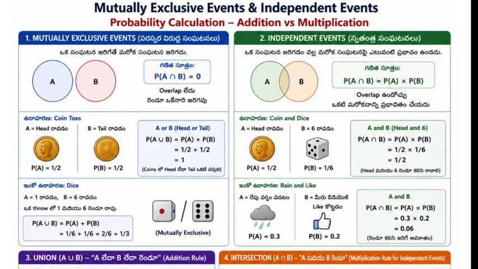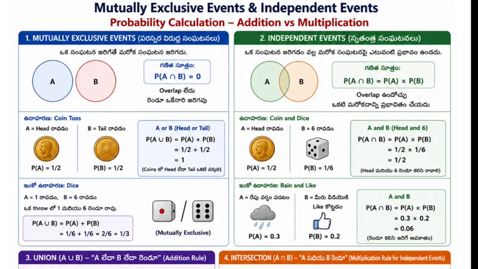For example, when we take Venn diagrams, A is one event and B is another event. For mutually exclusive events, these are two completely separate circles. That means when A comes, B doesn't come, and when B comes, A doesn't come. When we see independent events, the two circles have an overlapping region. That means A and B can still come together.